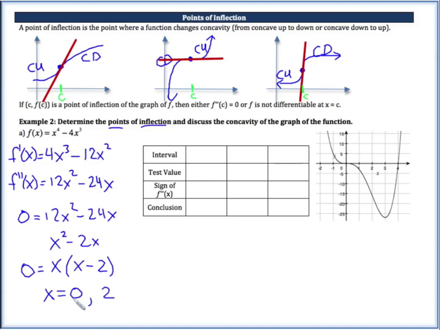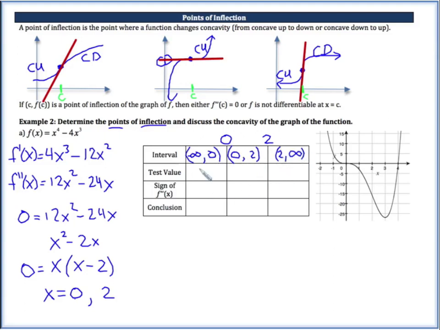Can we automatically say that a point of inflection happens at x equals 0? No, because we have to test the concavity to see that it actually switches at these x values. So we still have to find our whole concavity here. We have our intervals: negative infinity to 0, 0 to 2, and 2 to infinity.